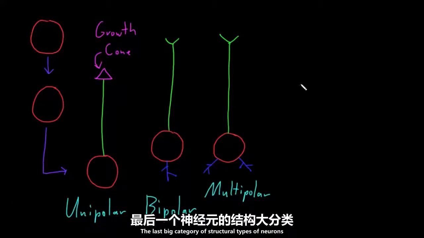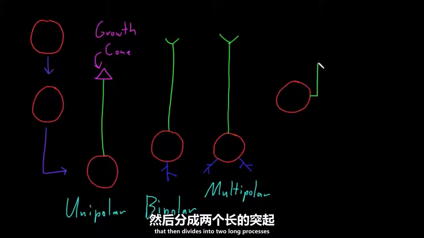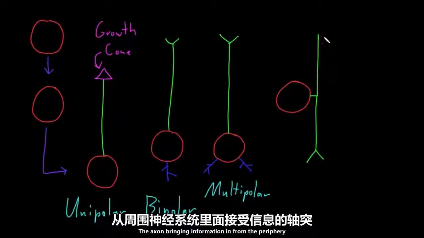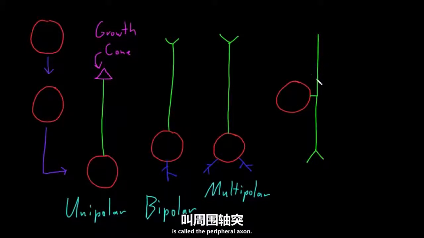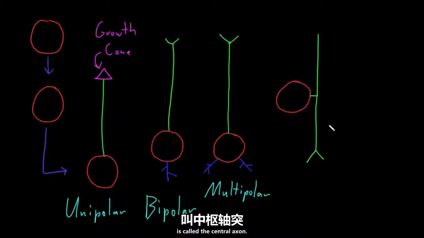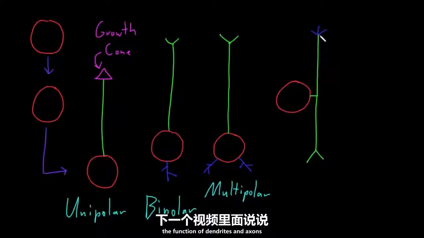The last big category of structural types of neurons is a little different. It has a soma, like all the rest, and then it has one short process coming out of the soma that then divides into two long processes going in different directions. And these are both axons. The axon bringing information in from the periphery is called the peripheral axon, and the axon bringing information into the central nervous system is called the central axon. The very end of the peripheral axon acts a lot like dendrites do on the other structural types of neurons. And we'll start to go over the function of dendrites and axons in the next video.